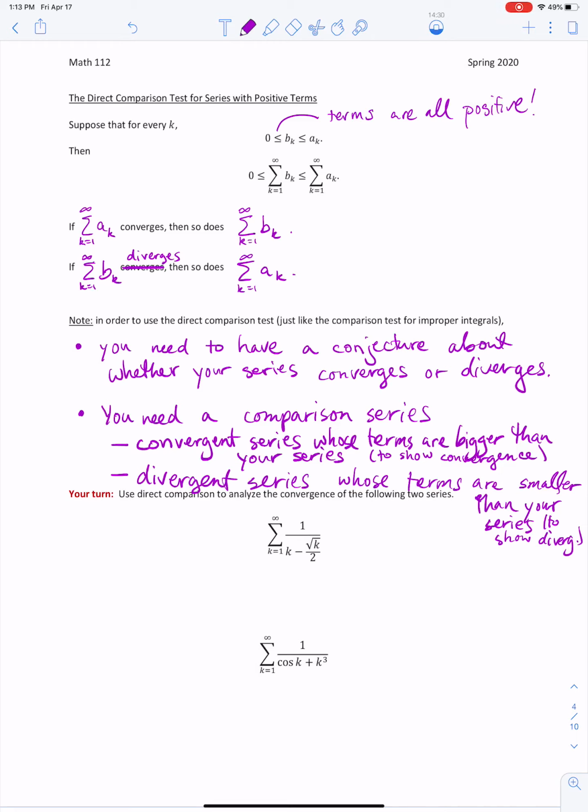So you'll need to perhaps be a little bit clever here about how you create your comparison function. In this particular case, I think the second one here is perhaps a little harder. So first come up with your conjectures and then try to find a comparison function that has the right properties.